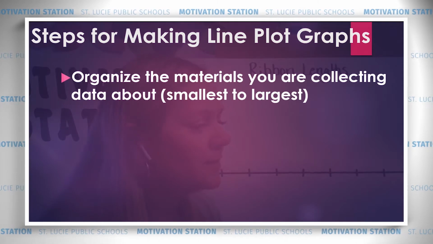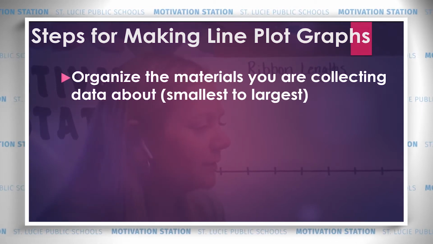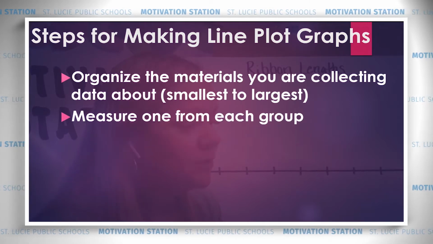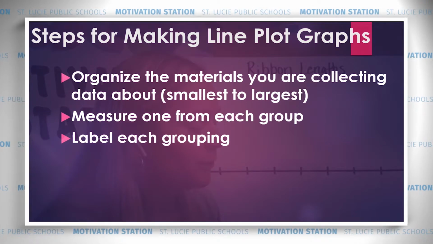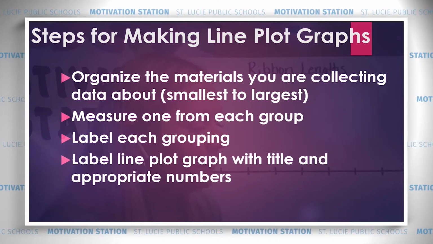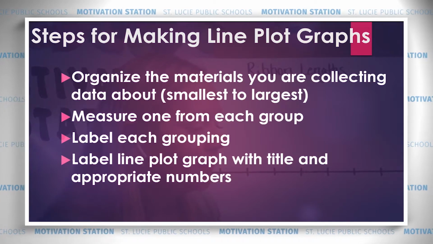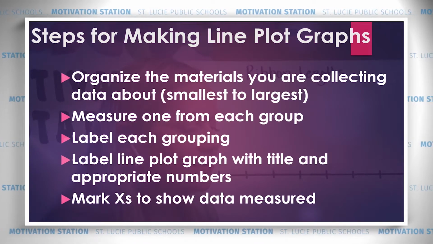First, organize the materials you are collecting in groups from smallest to largest. Then measure at least one from each group. Label that grouping with the measurement. Then you're going to label the line plot graph with the title and appropriate numbers, and then mark X's to show the data measured.